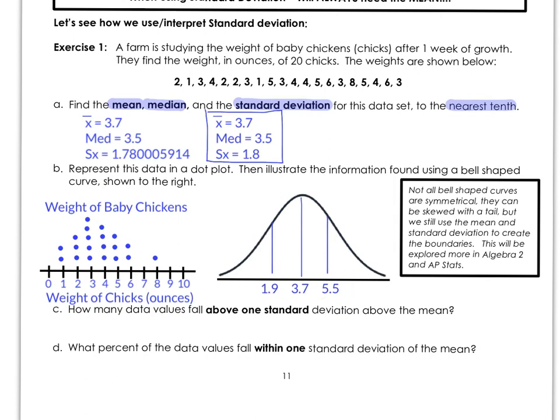But not all bell-shaped curves are symmetrical. They can be skewed with a tail, but we still use the mean and standard deviation to create the boundaries. And this will be explored more in Algebra 2 and AP Statistics.